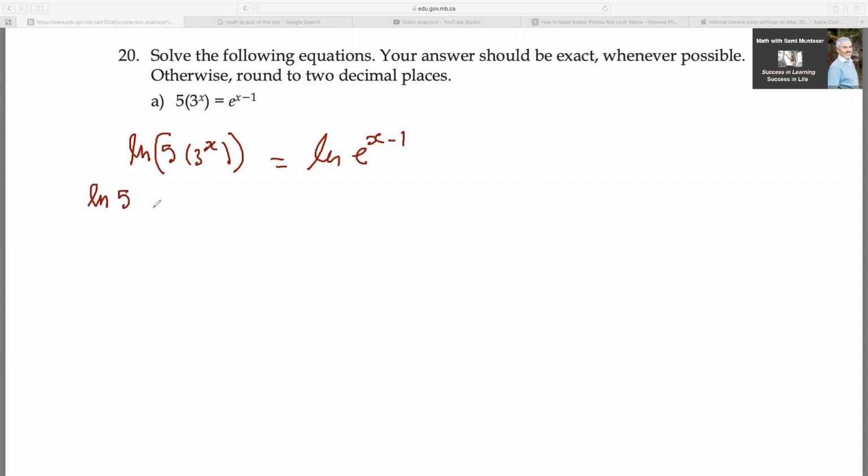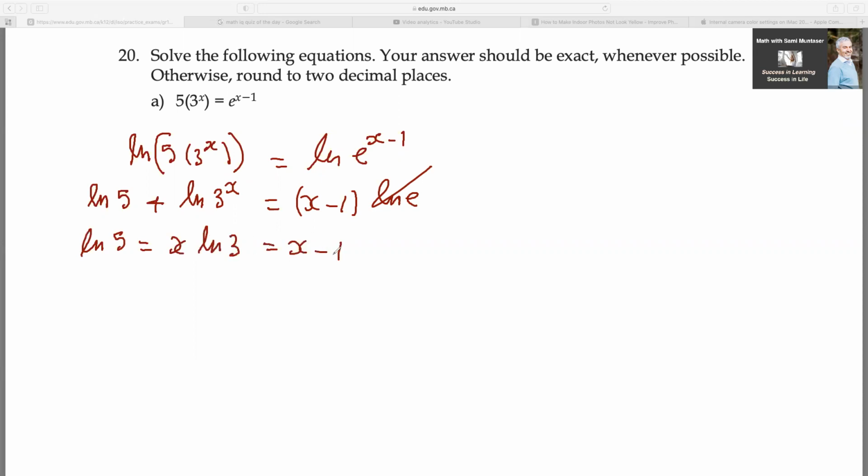So you go ln 5 plus ln 3 to the x equals, I'm just going to bring the x minus 1 to the bottom here, and we have ln e. As we said, ln e is 1, so we cancel that. Now we have ln 5 plus x ln 3 equals x minus 1. Earlier, I brought the x's all to one side, so maybe I'll still do that even with this one. So I'm going to bring the x ln 3 to this side, and I'm going to bring the minus 1 to this side.